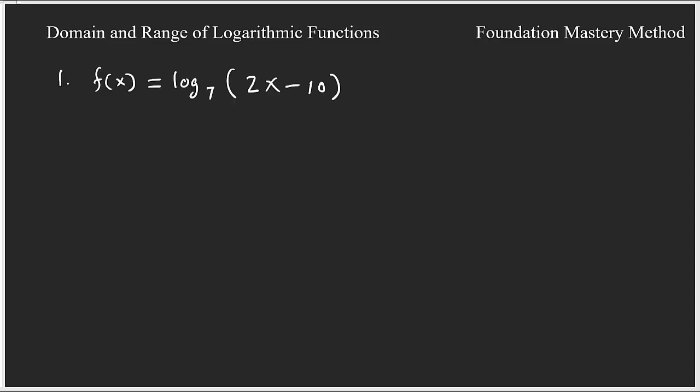Domain and range of logarithmic functions. So we know the argument we have in a logarithm should not be negative or should not be 0. So that means this needs to be strictly greater than 0, or positive. So then we say in the domain, 2x minus 10 should be greater than 0. So then you can see 2x is greater than 10, and then x is greater than 5.